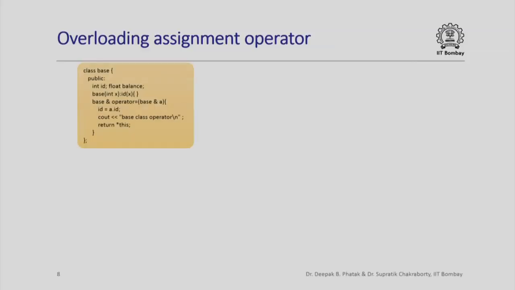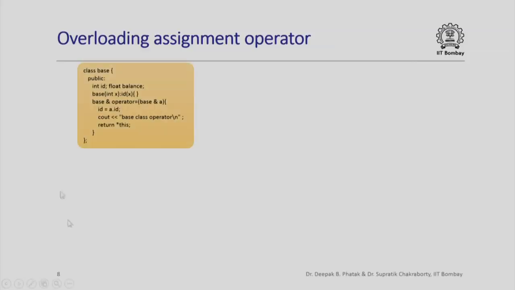Now, so far what we have seen is that it is not possible by default to take an object of a base class and assign it to an object of the derived class. Suppose I really want to do this in my program and I want to define what this assignment means. What does it mean to assign an object of the base class to an object of the derived class? C++ actually provides a mechanism to do this, and we have encountered this in earlier lectures as well. This is called overloading operators.